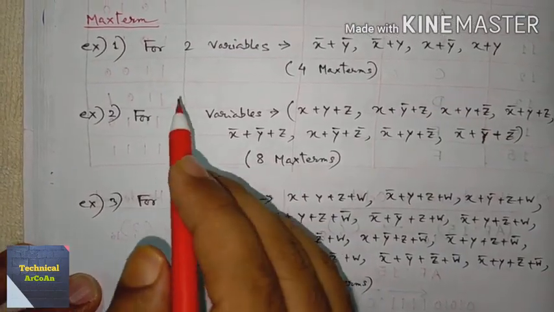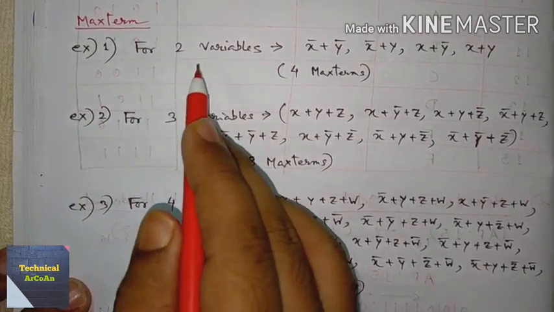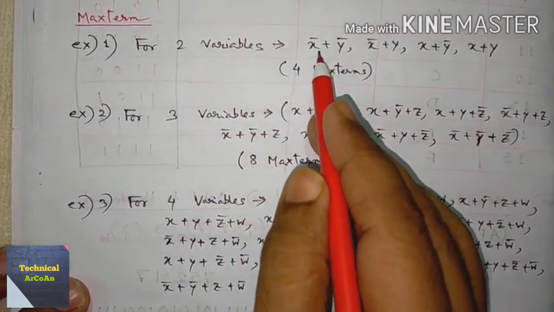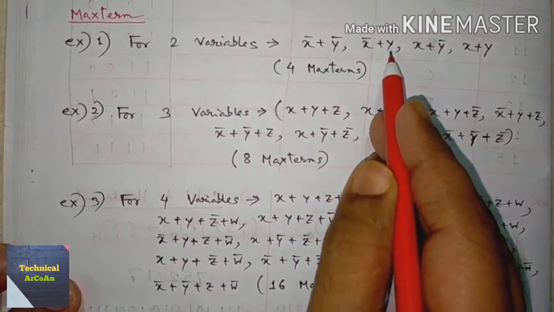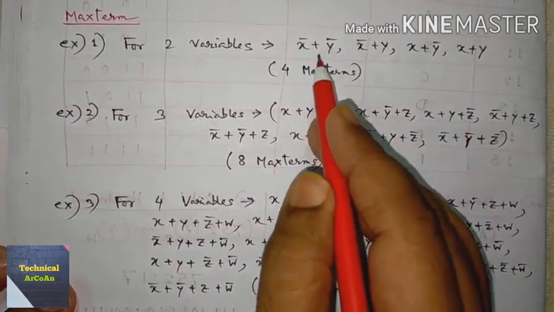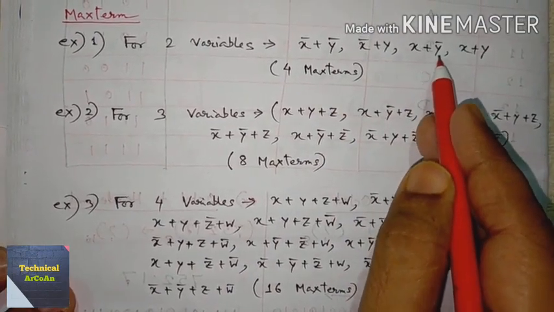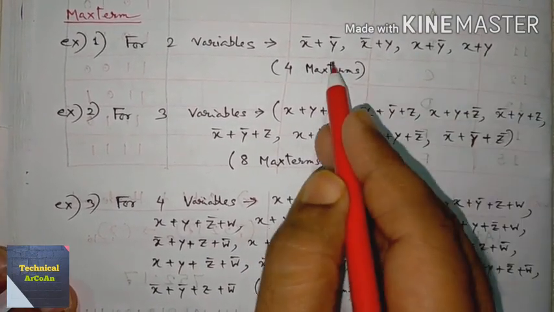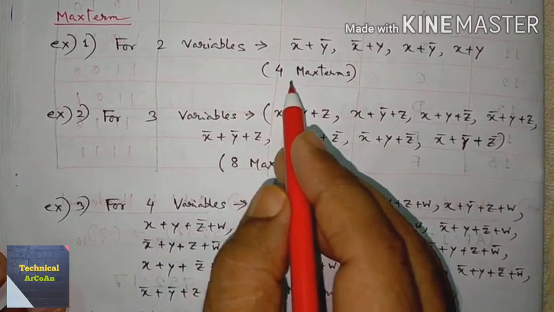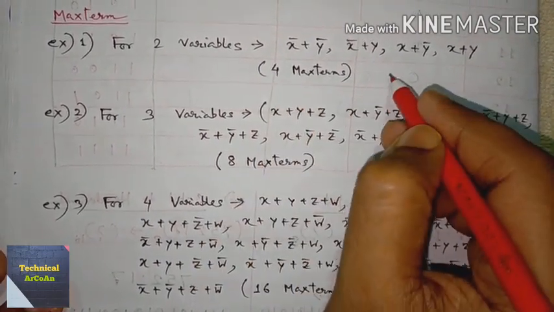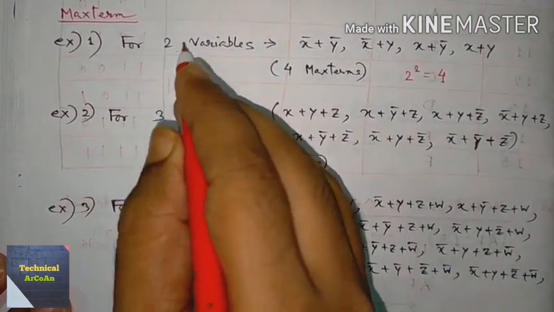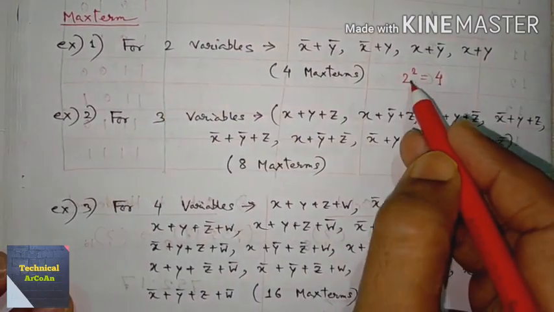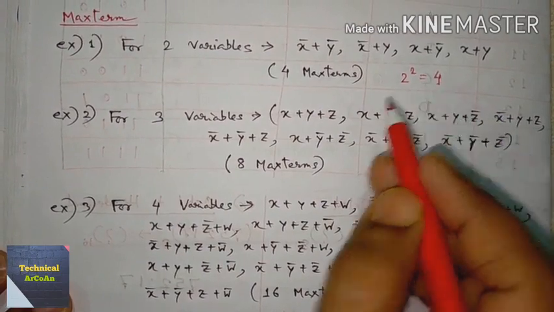Like min terms, the max terms for two variables will be like x complement plus y complement, x complement plus y, because it is a sum term, right? x plus y complement and x plus y. So for two variables, max terms will be 4. Why? Because 2 to the power 2 will be 4, because 2 means how many variables are used? 2, and the power of 2 will be 2, so that's why it's 4.